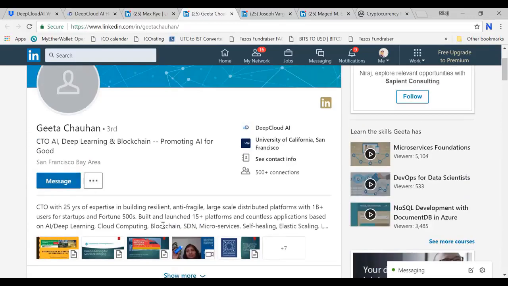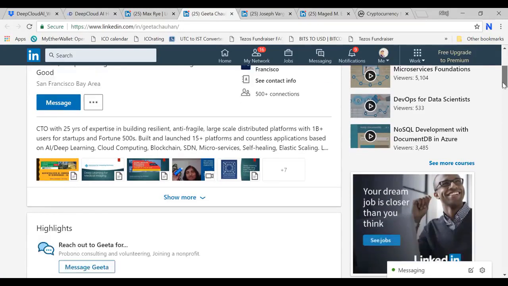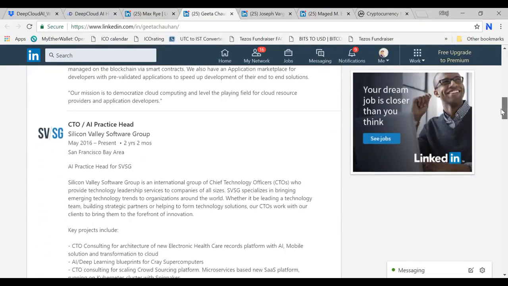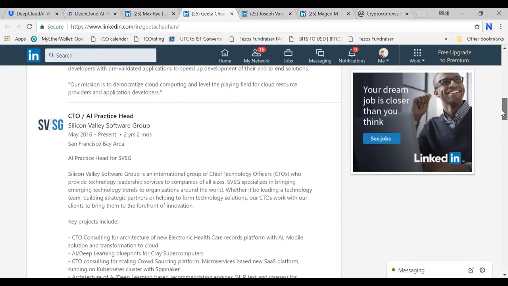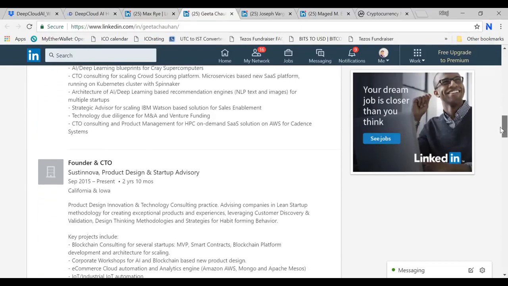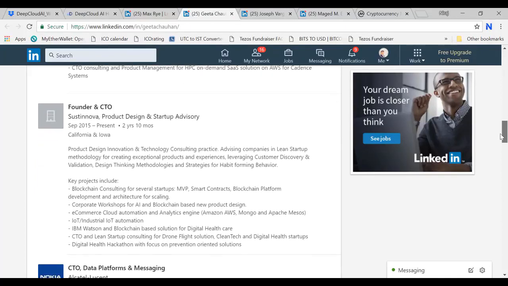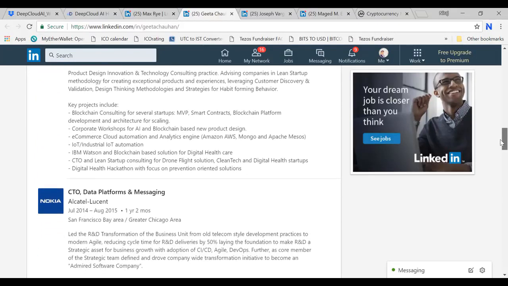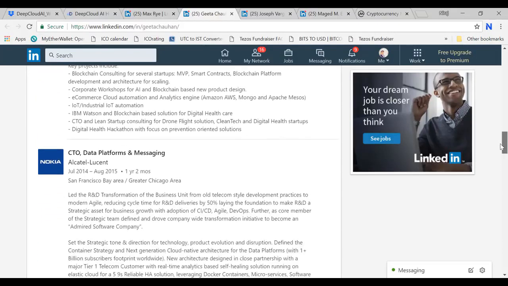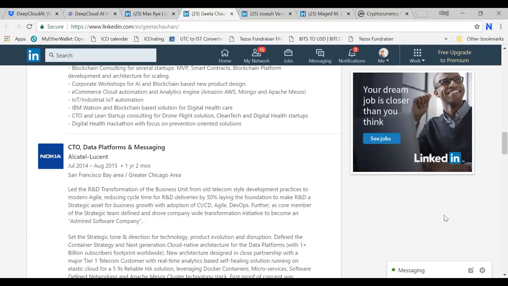If I look at her profile, she has 25 years of expertise in building resilient, anti-fragile, large-scale distributed platforms with 1 billion plus users for startups. So she has executed in the past. She was CTO at Silicon Valley Software Group, and she was also a founder and CTO, so she does have CTO-type experience in the past. She was founder and CTO of this company, and also CTO at Alcatel-Lucent. So this is again a big plus for this team.